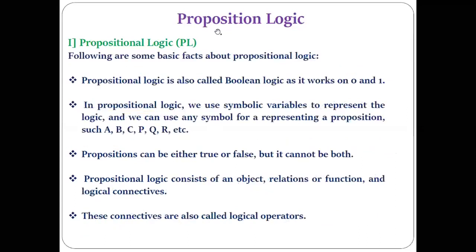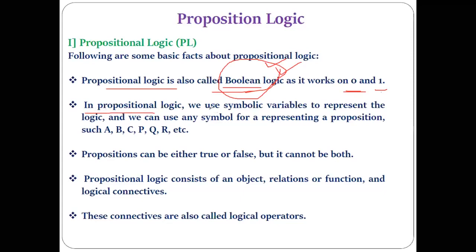Let's see some other facts about propositional logic. This kind of logic is also called Boolean logic. This is important. Why is it called Boolean logic? Because Boolean has only two values, zero and one, and propositional logic also works in that way only. It can be always true or always false. If it is false, it is zero; if it is true, it is one. That's why it is also referred to as Boolean logic.